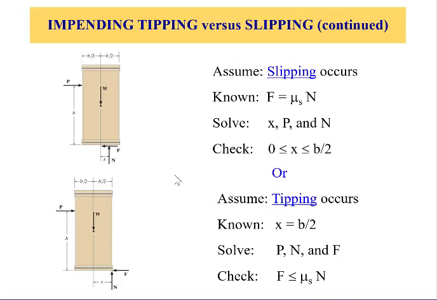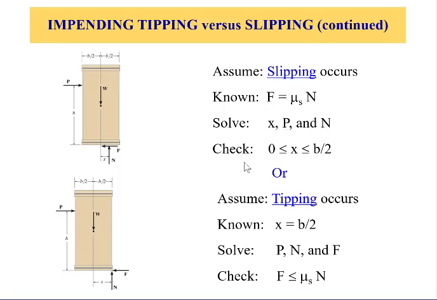These conditions summarize the slipping and tipping. For slipping, as we mentioned, you assume that the friction is maximum and equal to mu s N, and what we typically want to solve for is x, the amount of P at which the object will start slipping, as well as the normal force. So altogether this is three unknowns with that assumption.